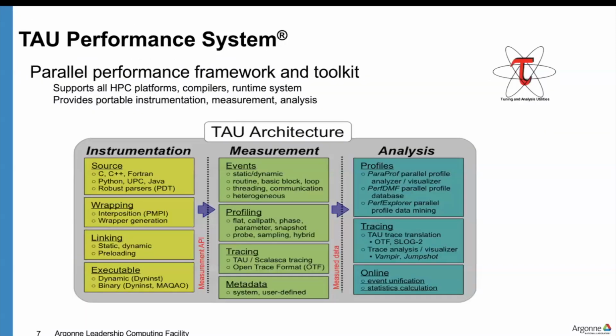So here are the three main components of any performance evaluation tool. There is the instrumentation part where you add hooks to your code. Then there is the measurement part, the measurement module, which includes generating profile files, traces, flat files, call path profiles, and then the analysis phase where you have support for visualization tools such as ParaProf or perfetto.dev.